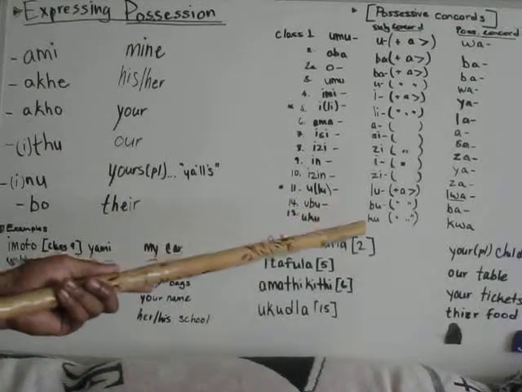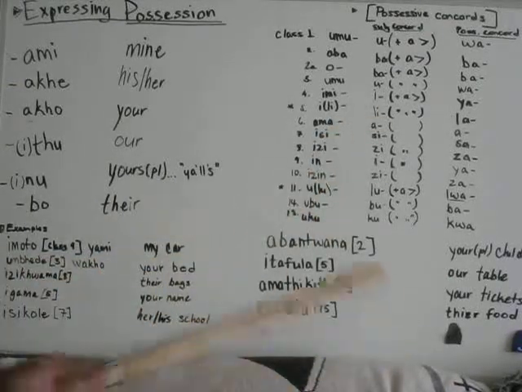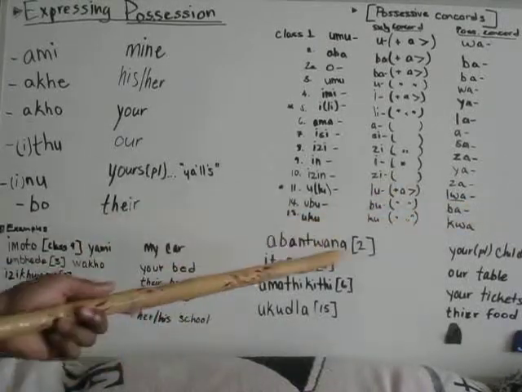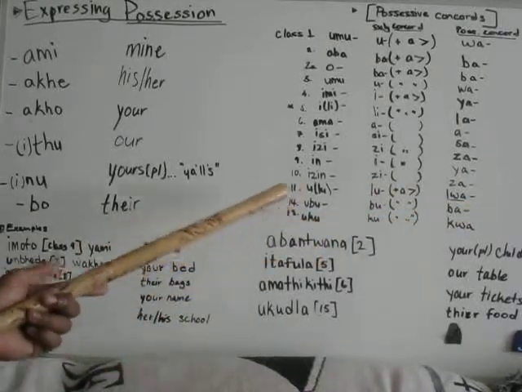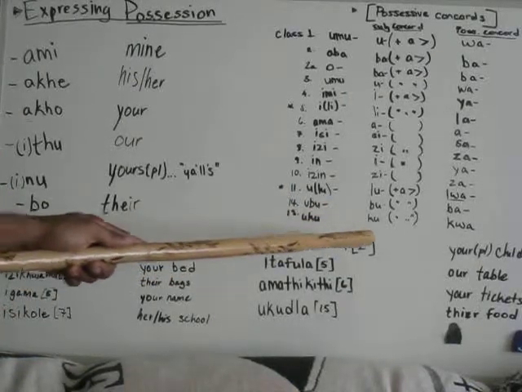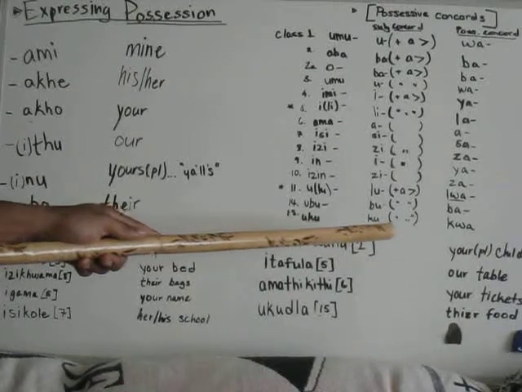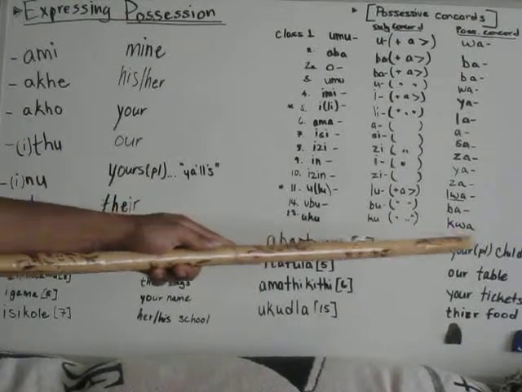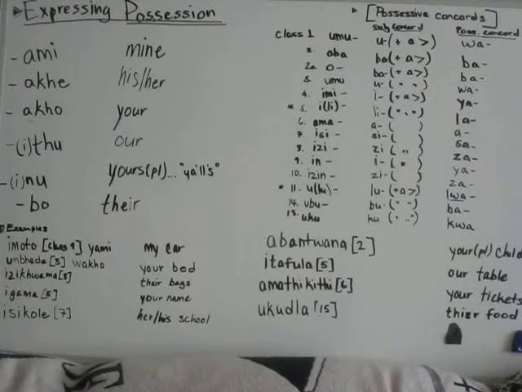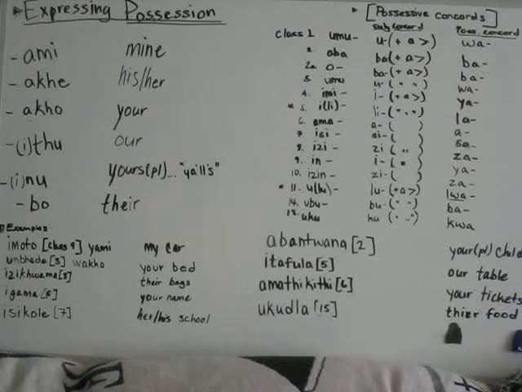So now you have the ubu class, and you have bu, a, ba, and the uku class. So you have subject concord ku, a, kwa. So it kind of flows. You can kind of pick it up with not too much trouble, I would think.